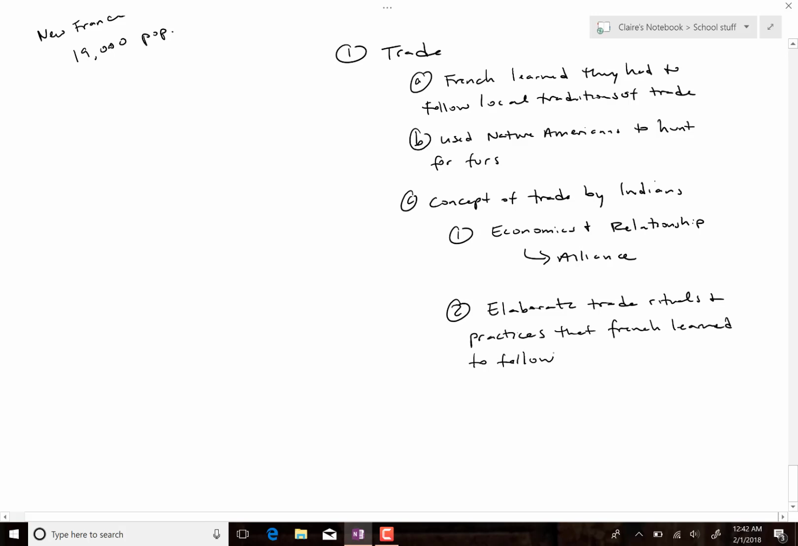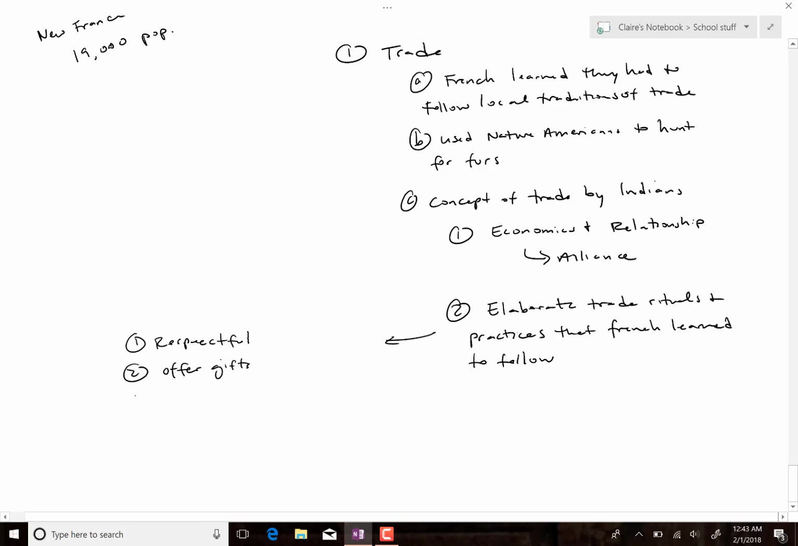So it wasn't just about, hey, let's meet up and here's what I can sell you and here's the prices. The French tried that and failed miserably. And so they had to learn to follow this process. A good example of this is that you had to be respectful. You had to offer gifts.